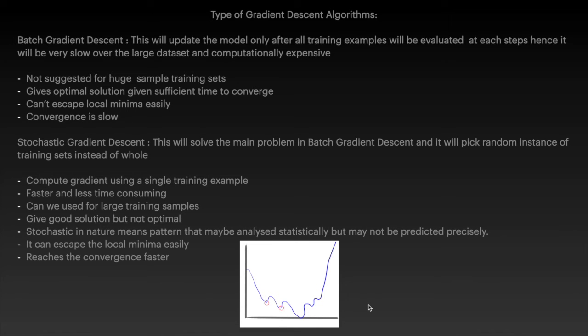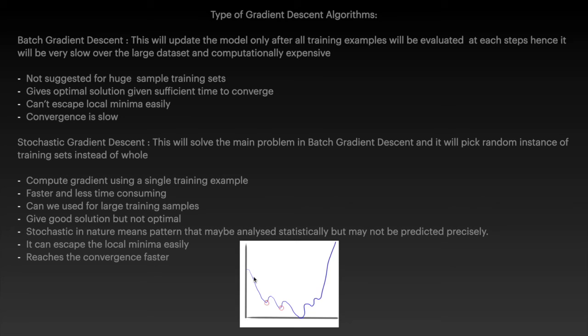We need to understand the types of gradient descent algorithms available. Basically, there are two kinds: one is batch gradient descent, and another one is stochastic gradient descent. In batch gradient descent, the model is updated only after all the training examples have been evaluated at each step. You provide an alpha value, and at this point it calculates the gradient and updates the model after calculating on all training examples at each step.